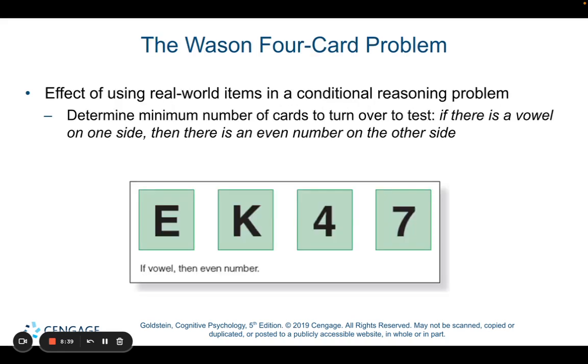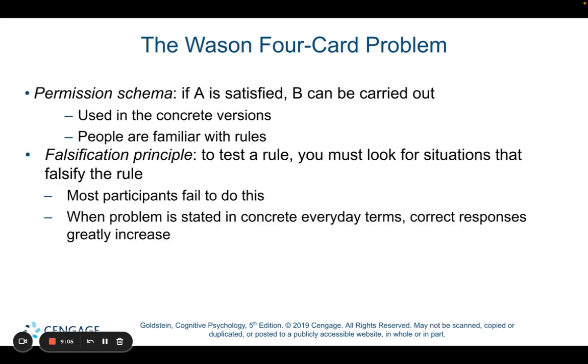The Wason four-card problem is a good example of a conditional reasoning problem. This is where a person has to determine the minimum number of cards to turn over. If there's a vowel on one side, then there's also an even number on the other side. Which cards would you need to turn over to determine whether or not this is true? And you can find the answer in your textbook.